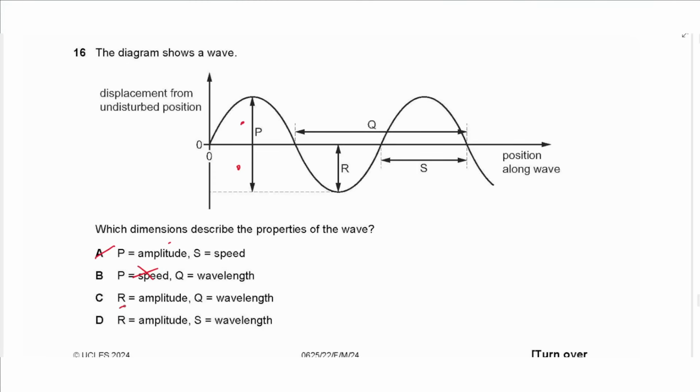R is amplitude, yes. And Q is the distance between two similar points, that is the wavelength. So the answer is C.